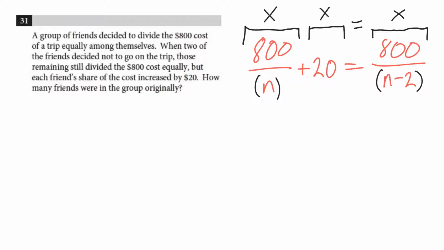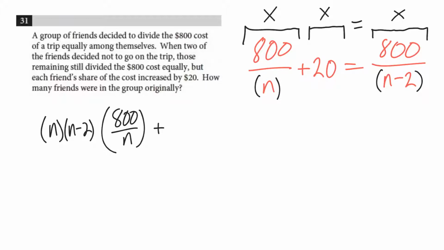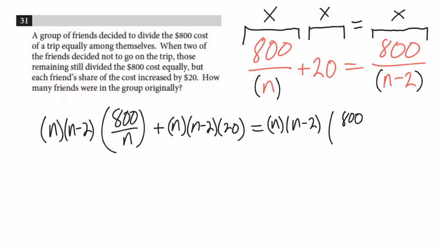Okay, so I'm going to write this over here. So we got 800 over n, and we're going to multiply that by n and n minus 2, plus we're going to multiply 20 by n times n minus 2, and on the right side we're going to multiply that by n times n minus 2, and that's 800 over n minus 2. Well, in our first term, the n's are going to cancel out. In our last term, the n minus 2's are going to cancel out.